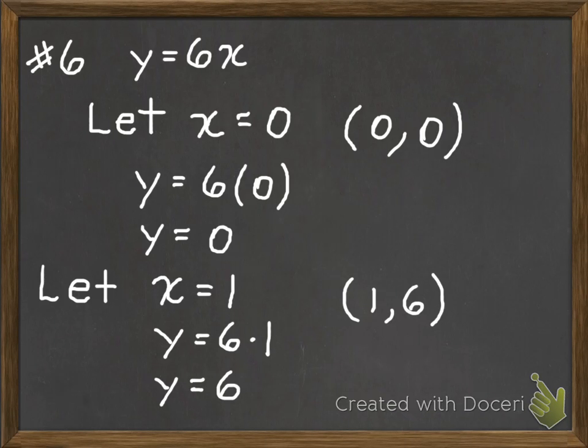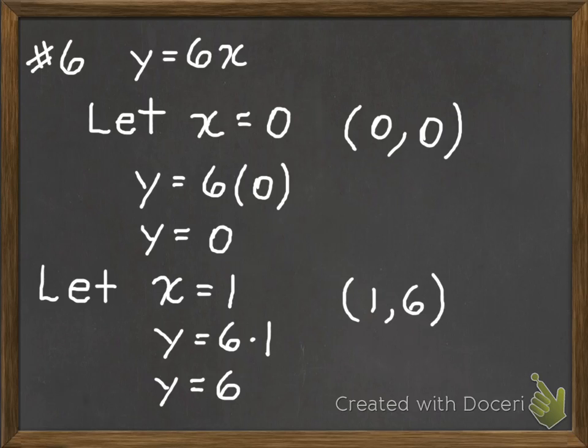Number 6, y equals 6x. Now here, if we let x equal 0, you see that you immediately get y equals 0. So our intercept happens to be at the origin (0, 0). When x is 0, y is 0. When y is 0, x is 0. So we have both our x and y intercepts here. So we can't get a second point using the intercept method.